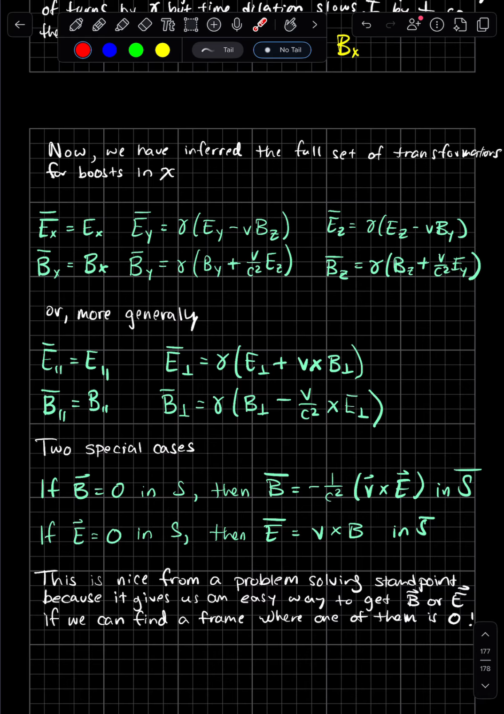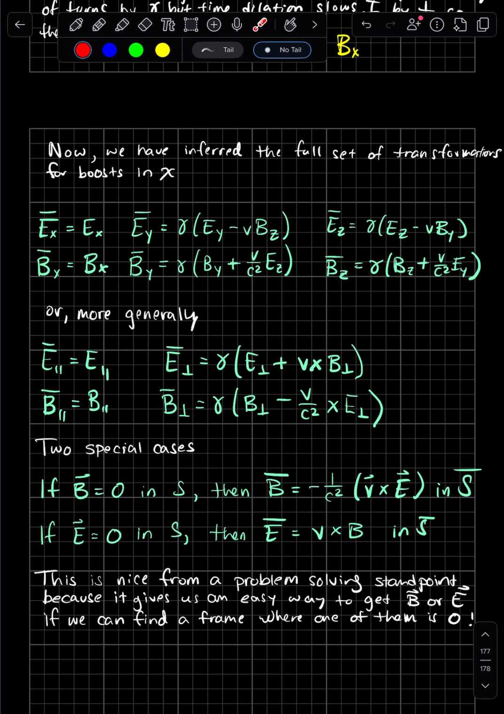Similarly, if you can find a frame where either the B or the E field is 0, then you can use these relationships generally and these relationships in particular to figure out what the new B or E field would be in a boosted frame of reference. And that is basically the most important essence of how E and B fields transform.